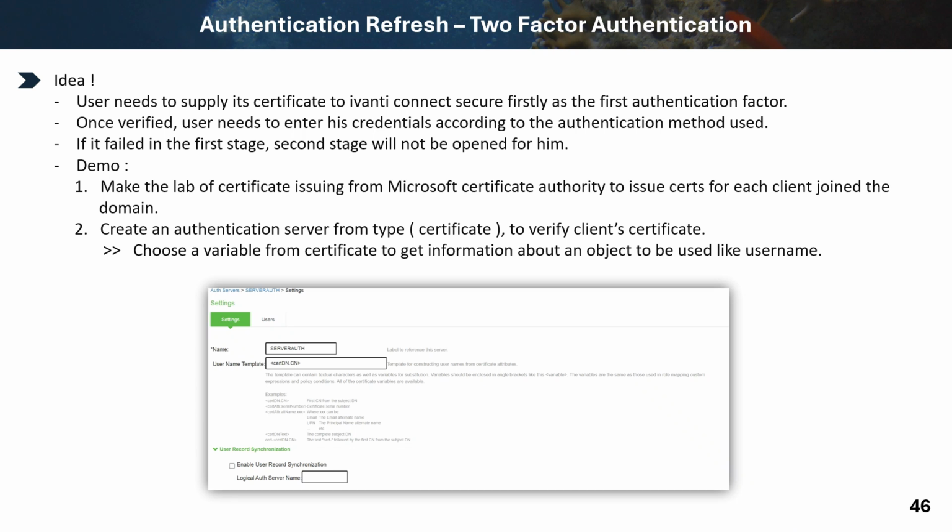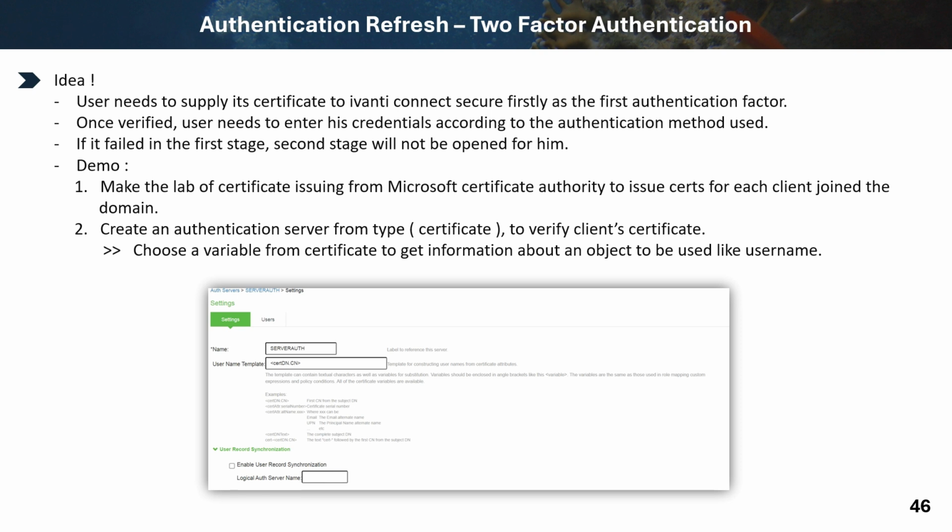If it failed in the first stage, meaning the certificate is not verified correctly, then the second stage will not be opened for him. The second stage is the place that enables the user to enter his username and password. If one of these stages failed, the client is not going to open the portal to start accessing the resources matched inside the role.